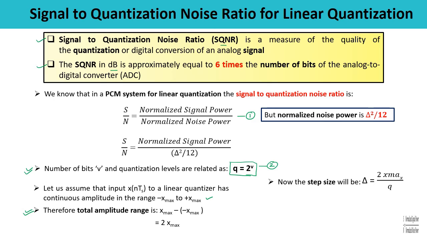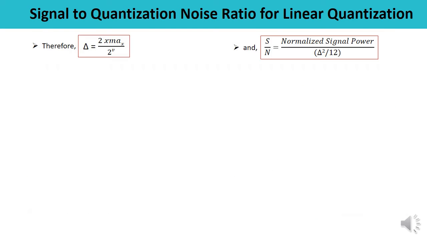This is the total step size, and you can substitute here the value of Q from this term, you can say equation 2. So what you are getting over here? Delta is equal to 2 X max upon 2 raised to the power V. From here we will move ahead.